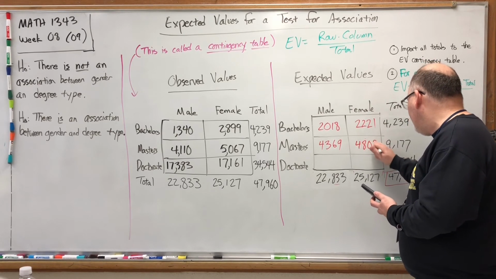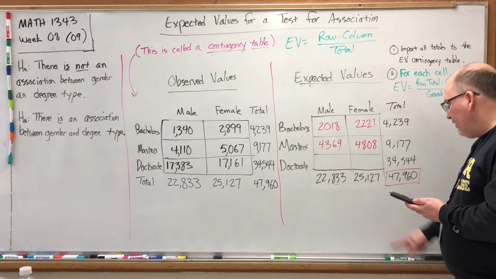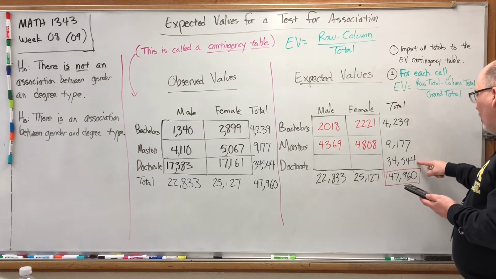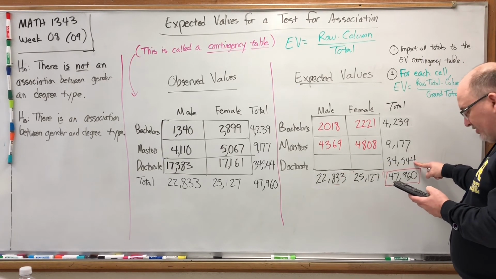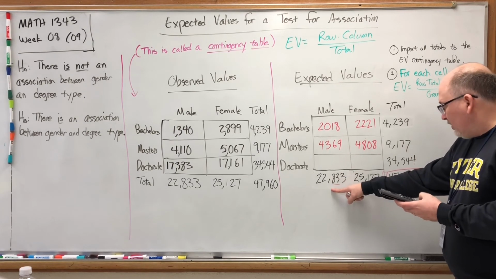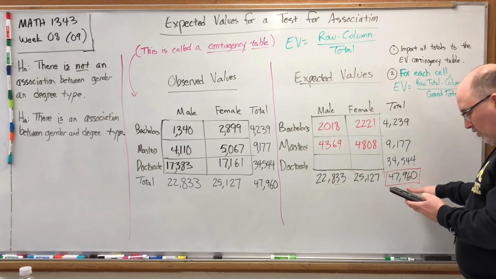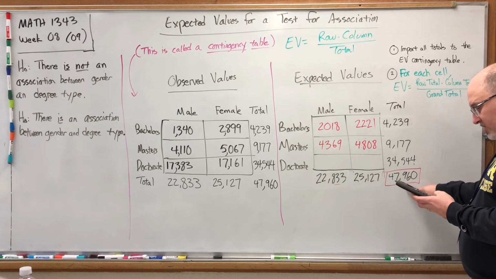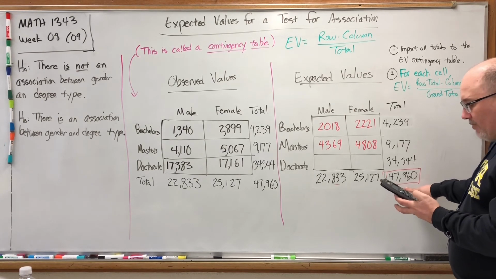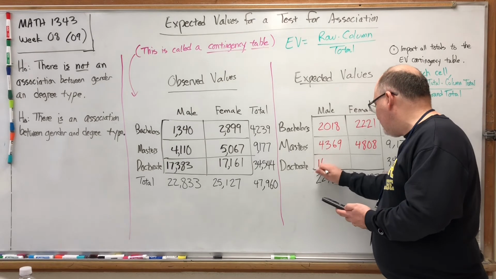And then finally, for the males who receive doctorates, the expected value would be the row total, 34,544, times the column total, 22,833, divided by the grand total, 47,960, and to the nearest whole number, that is 16,446.